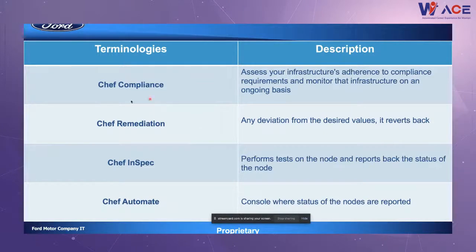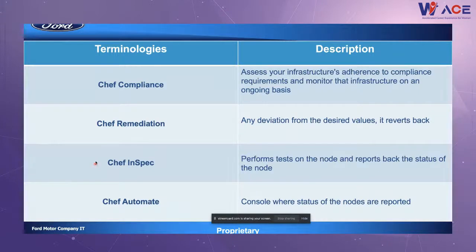So next is your remediation. What if they are not compliant? They have deviated from the desired values. It has to remediate it and revert that value back. So that is called Chef Remediation. So these two are the ones that we have been looking into so long. Next comes our Chef InSpec. What is this Chef InSpec? So I mentioned when I was telling you about the testing tools, Chef InSpec is one of the testing tools.